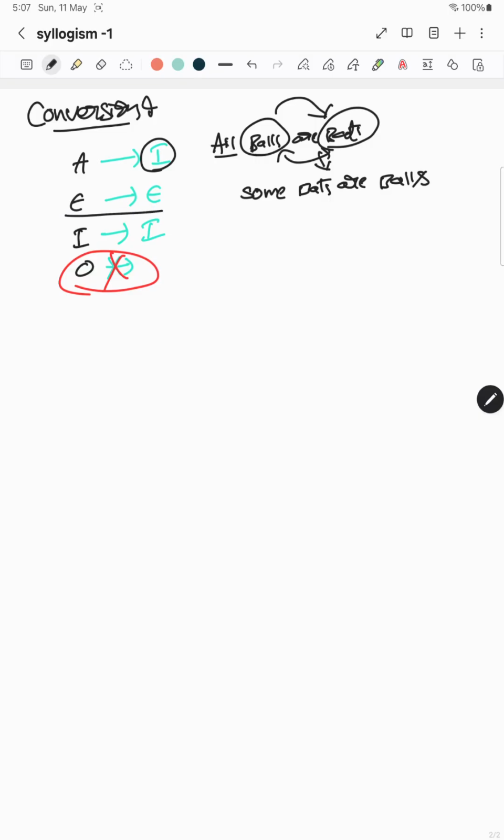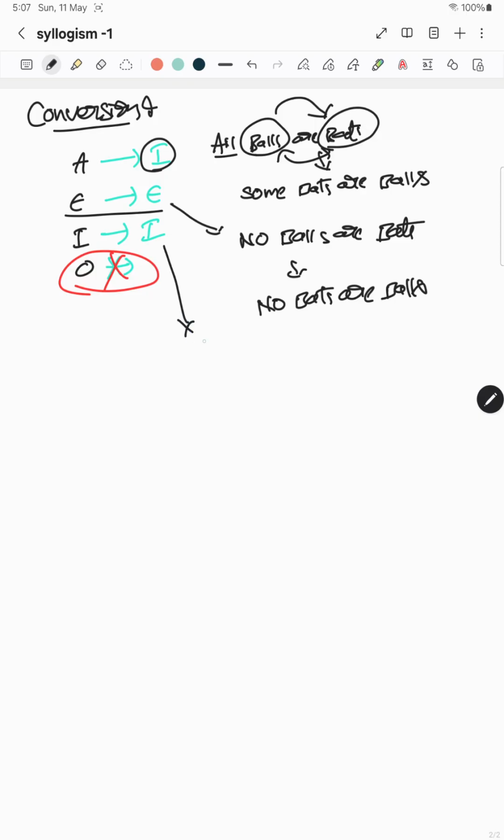In a similar way, if we convert E kind of statements, can you say what the E kind of statement is? "No balls are bats" is the E kind of statement, right? When we convert this, it will remain the same, that is "No bats are balls". And an I kind of statement is "Some balls are bats". When converted, it will interchange its positions, that is "Some bats are balls". Hope now you got the idea about conversion. And O statements don't have any kind of conversion, so you don't need to worry about it.